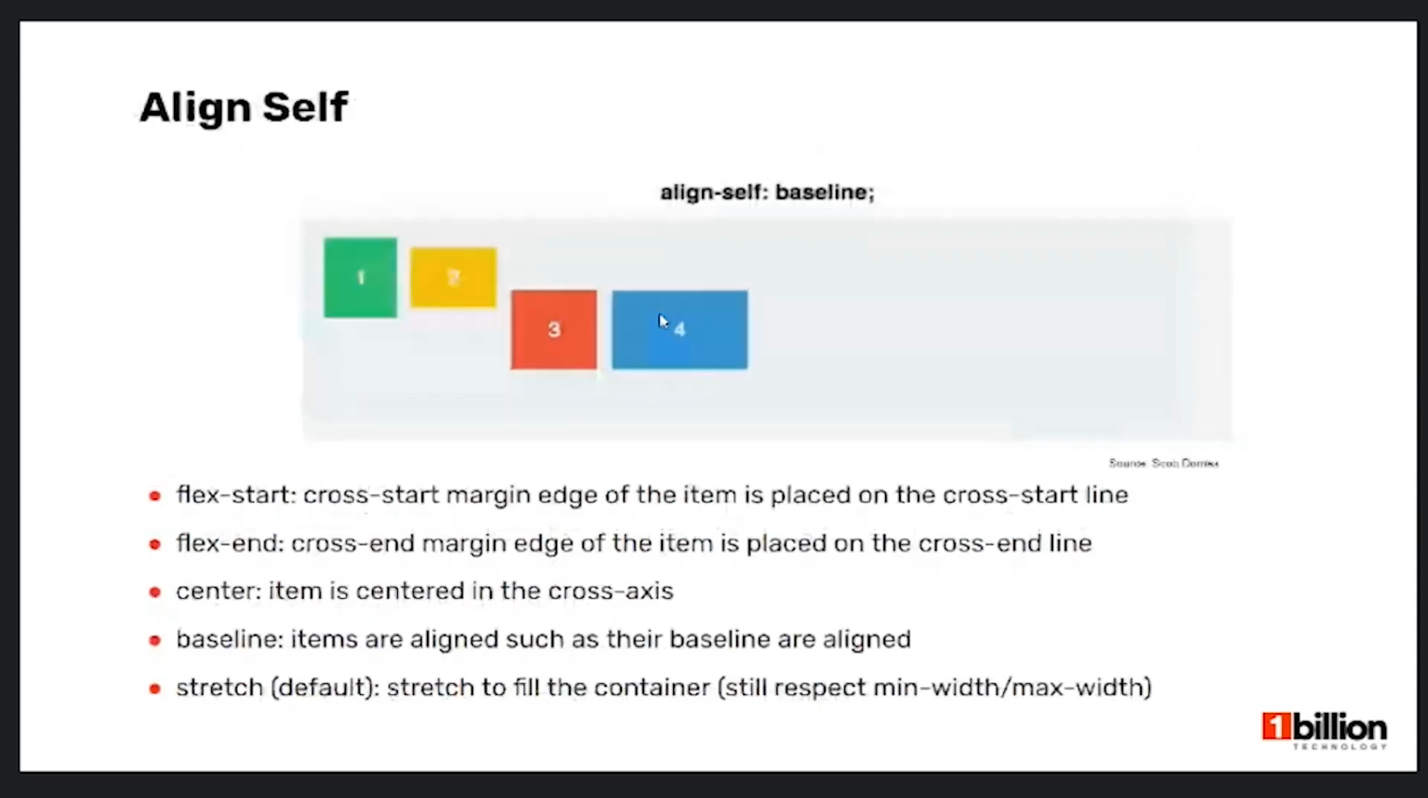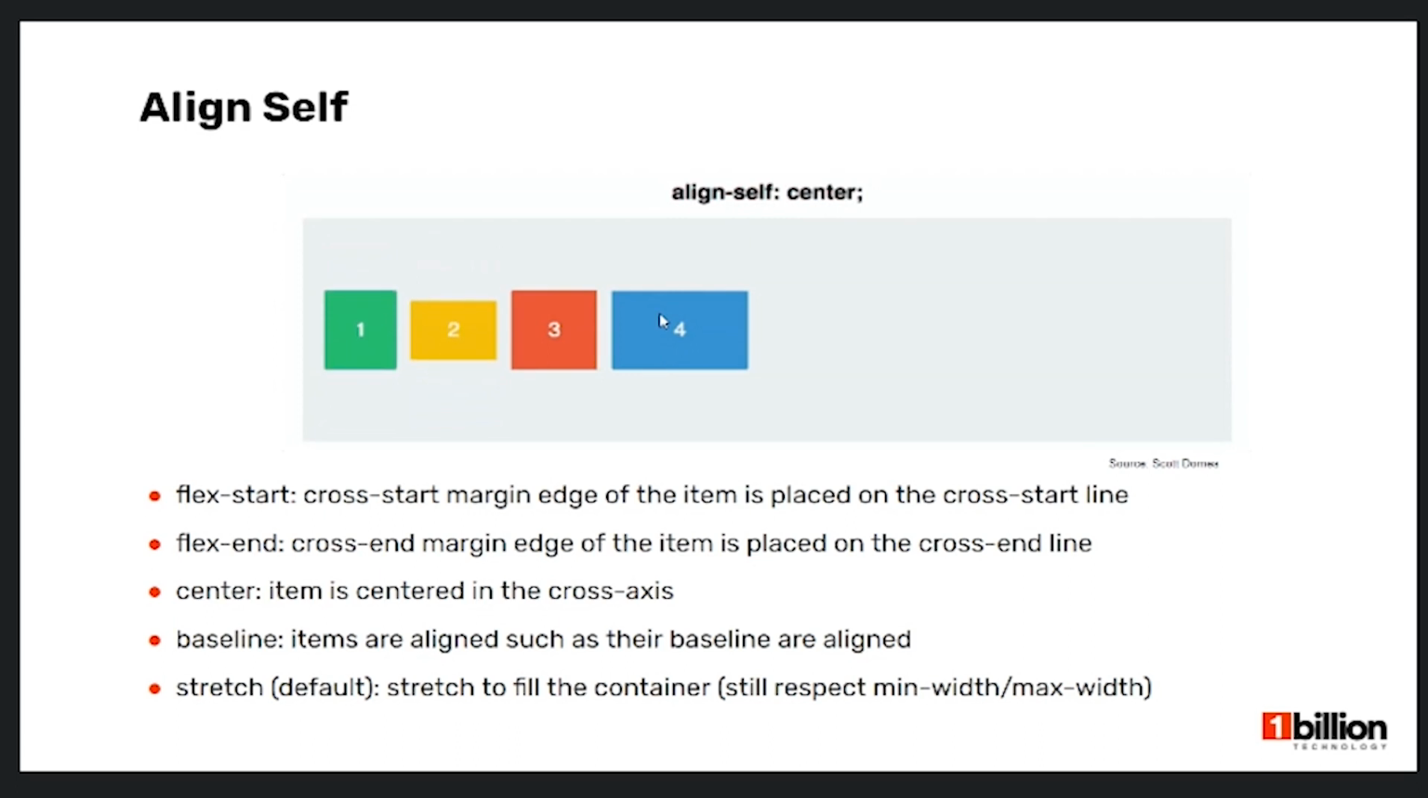And next flex property is align self. Align self allows you to adjust the alignment of a single element, and it has all the same properties of align items. And as you can see, we can use flex properties such as flex start, flex end, center, baseline, and stretch to adjust the alignment of a single element.